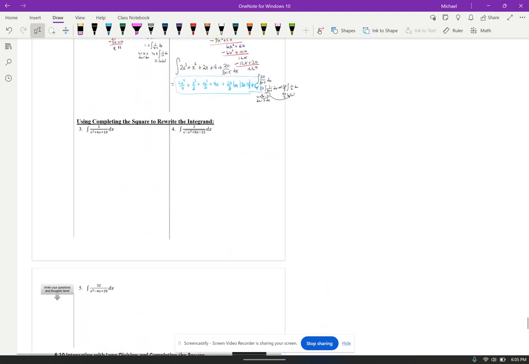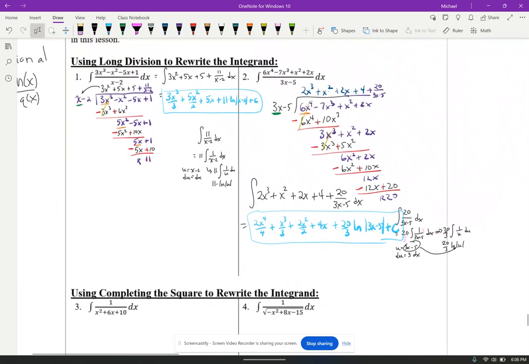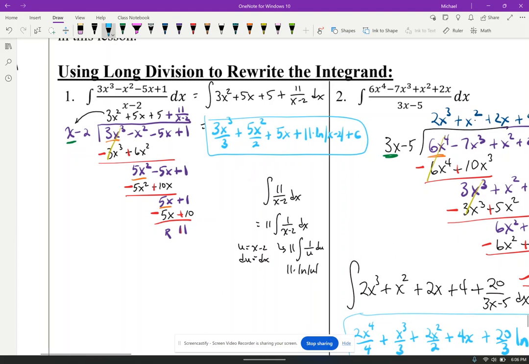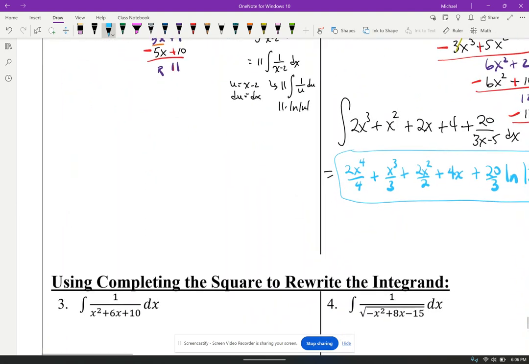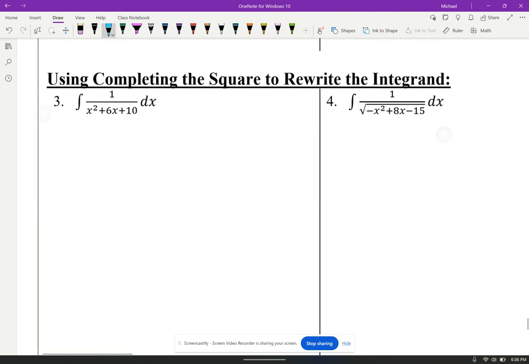So these first two examples, first two videos, were about using long division to rewrite the integrand. We use long division whenever the numerator degree is bigger than the denominator degree. Whenever my rational function is top heavy, maybe long division can help us rewrite it, make it easier for us to take the antiderivative. But when I look at 3 and 4, that's not the case.